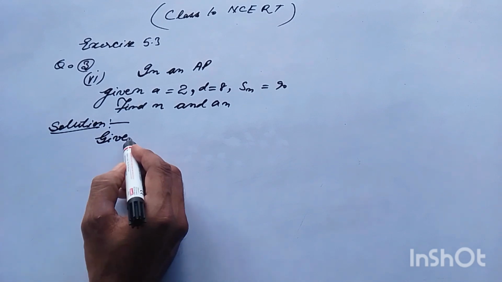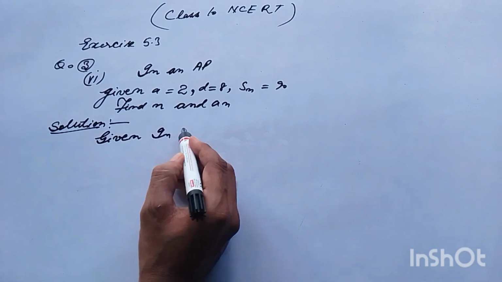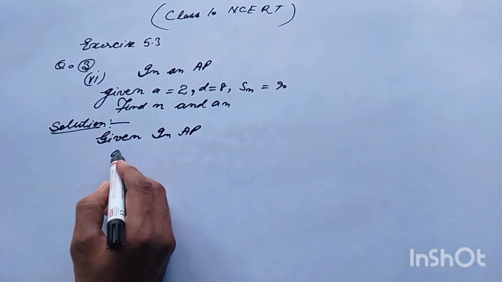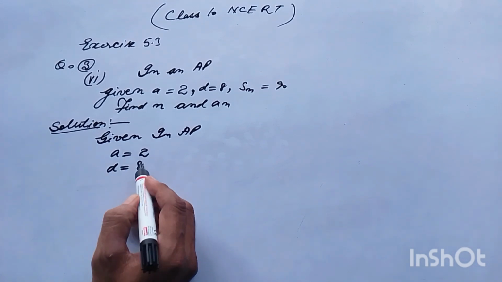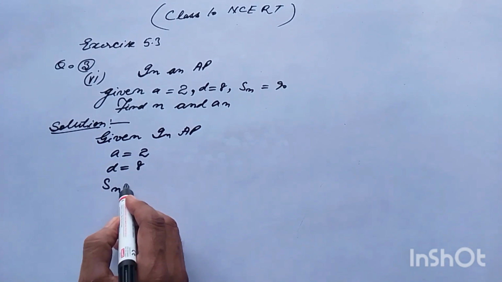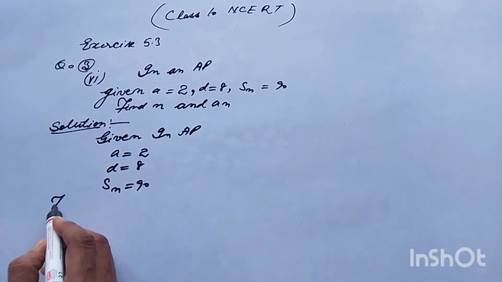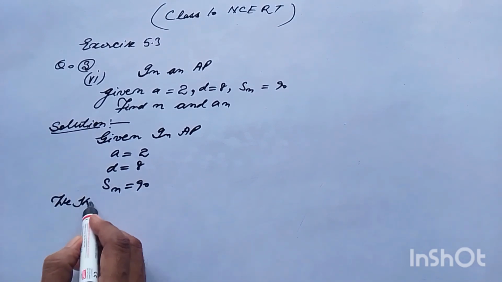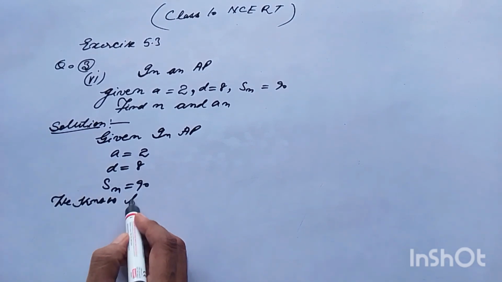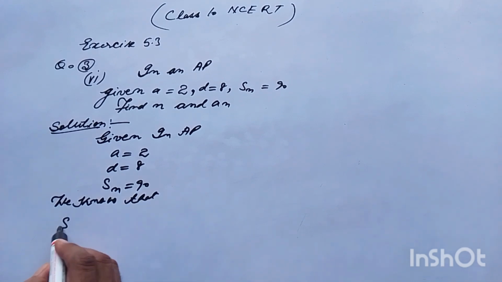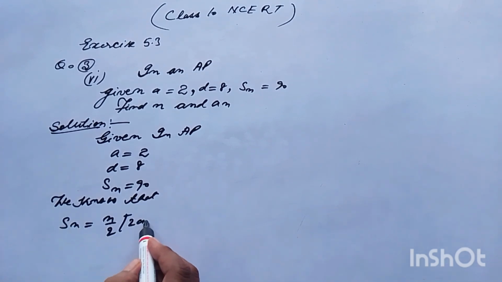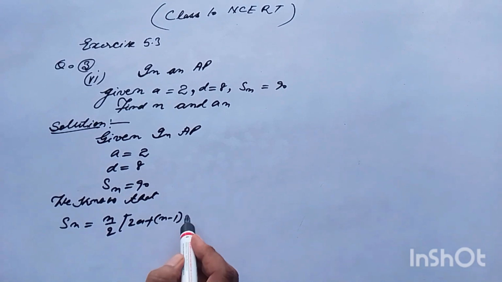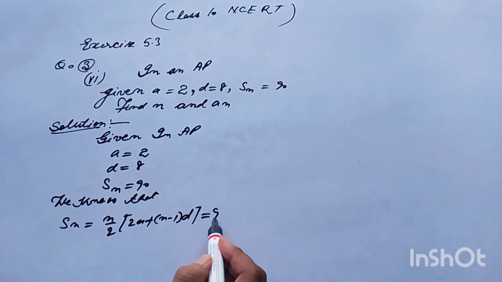Given in AP, a equal to 2, common difference d equal to 8, sum of n terms equal to 90. We know that Sn equal to n by 2 into 2a plus (n minus 1)d, that's equal to 90. Now we will find the value of n.